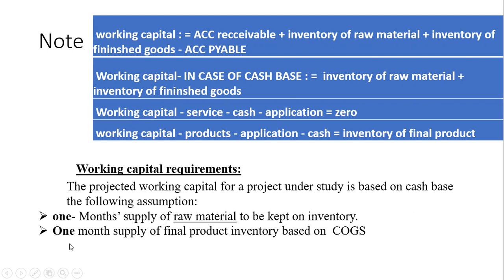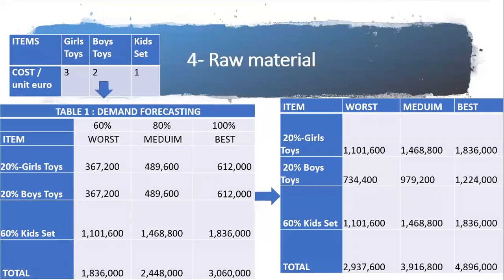So on the following assumption, 1 month supply of raw material to be kept in inventory and 1 month supply of final product based on the cost. So I need to find the cost of goods sold, which is the raw material and direct labor, in order to prepare the working capital. So the second step here is to prepare the raw material table. Here you see that the data given means we need to look for the cost, and it is on oil as well.